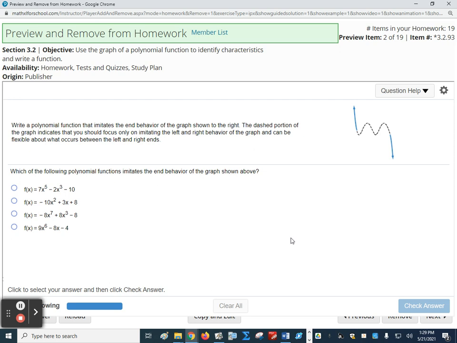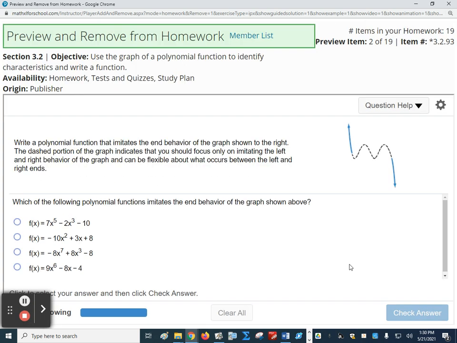We're just focusing on the end behavior, just the blue end behavior. So negative to the right, positive to the left. Which one's that going to be? Does it have to be even or odd, first of all? It's got to be odd because they're opposite, right? So then look at the odd ones. Is it one or three?